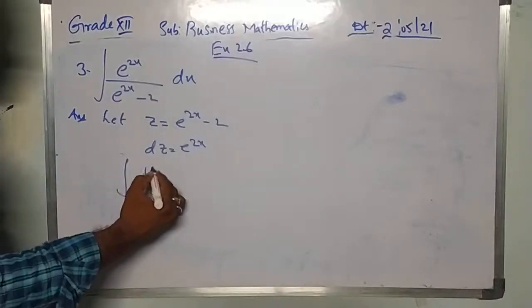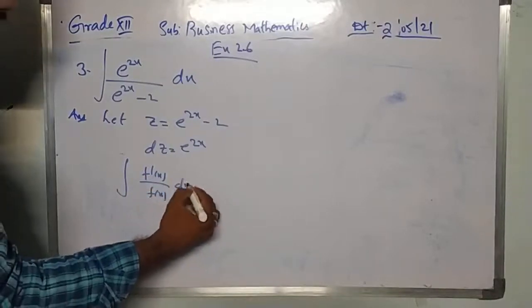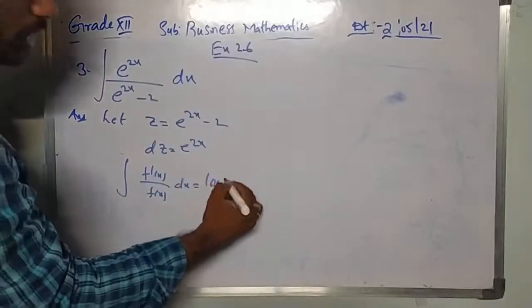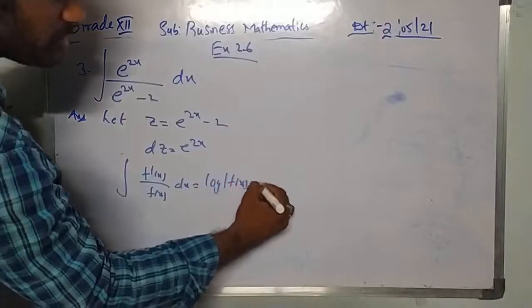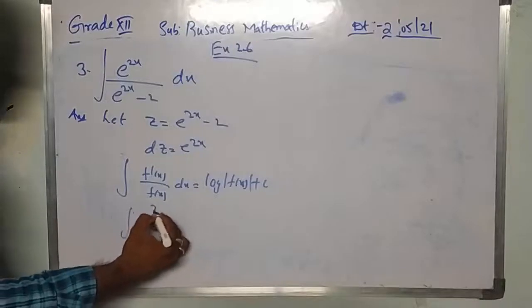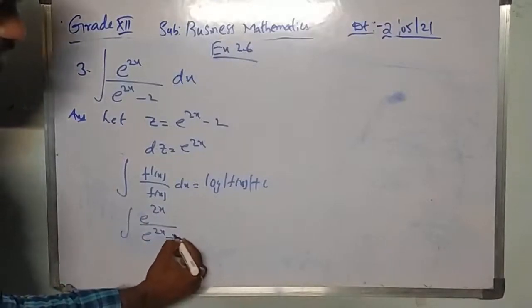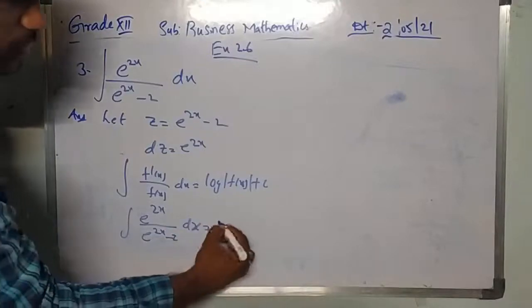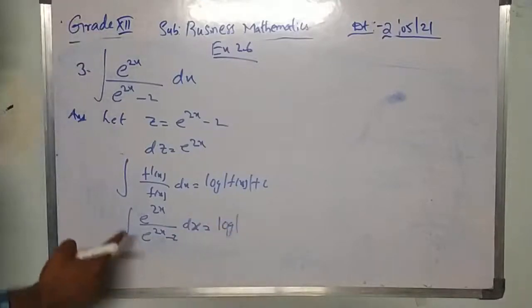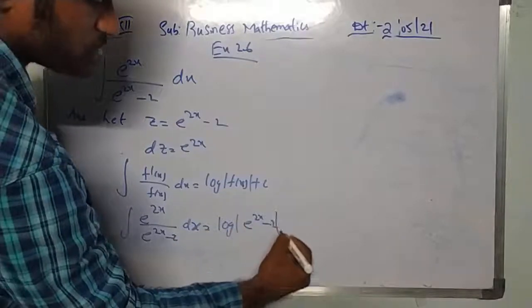So what is the formula to be used here? Integration f dash of x by f of x dx is equals to log of f of x plus c. The same logic applies here. Integration e power 2x by (e power 2x minus 2) dx is equals to log of f of x. F of x is how much here? E power 2x minus 2, plus c.